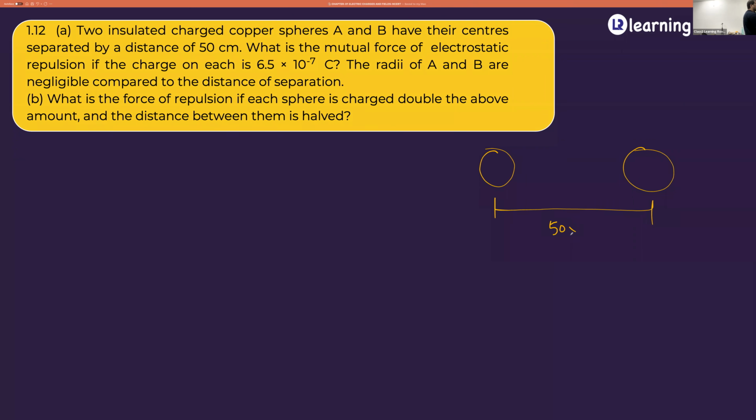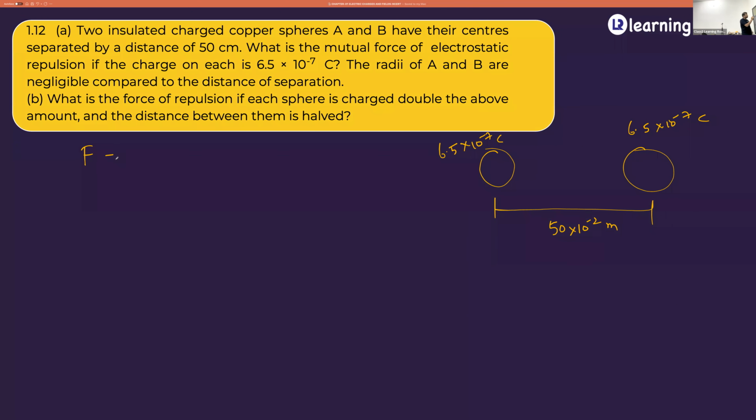Okay, so there are two spheres where the distance between their centers is separated by a value of 50 into 10 power minus 2 meter, 50 centimeter basically, right? The charge is found to be 6.5 into 10 power minus 7 coulomb, and here the charge is also 6.5 into 10 power minus 7 coulomb. So they're asking what is the mutual force of electrostatic repulsion between them.